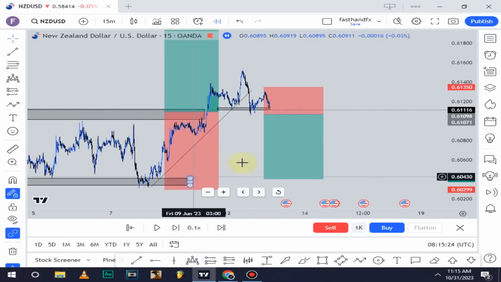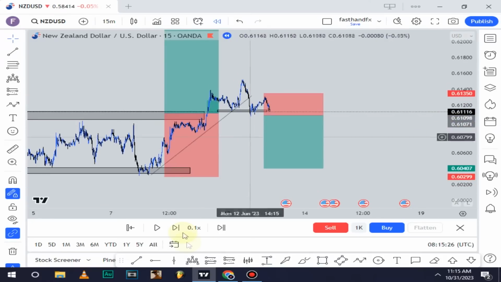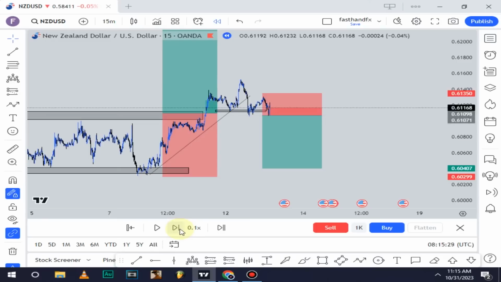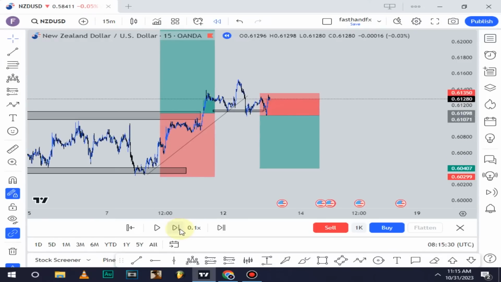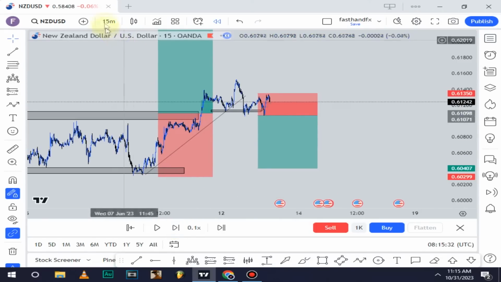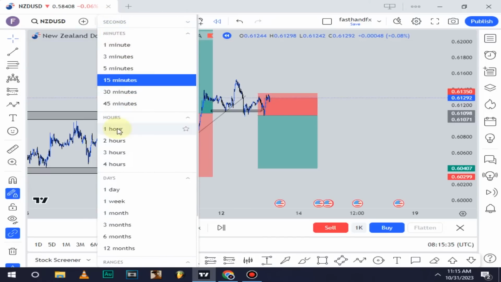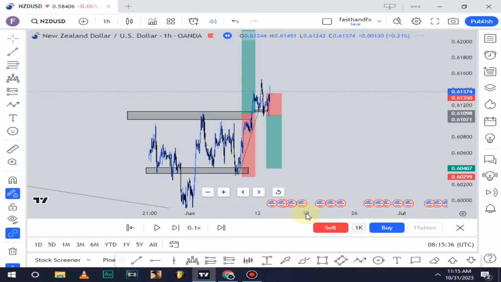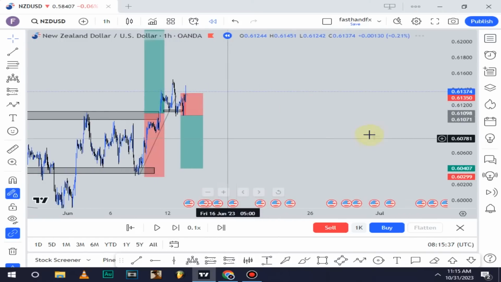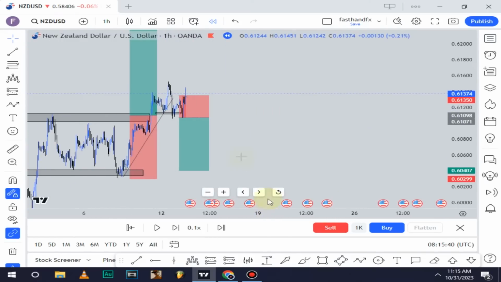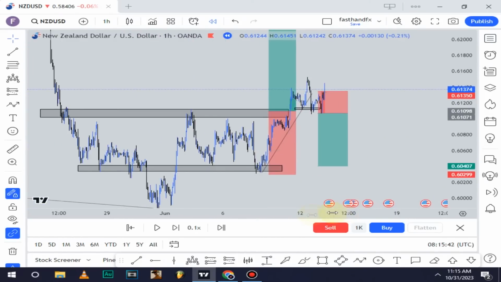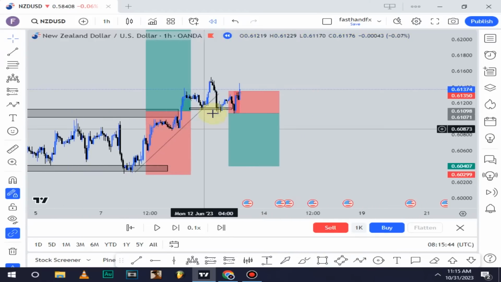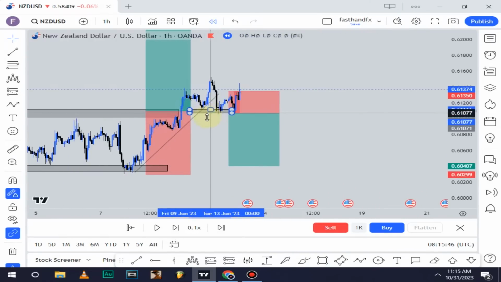I'll just close it manually. I won't let the market go and hit my stop loss. So let's see. Actually, I'm supposed to be at the 1 hour, because that is where I take my entries, with an hour candlestick. So let's see what happened.